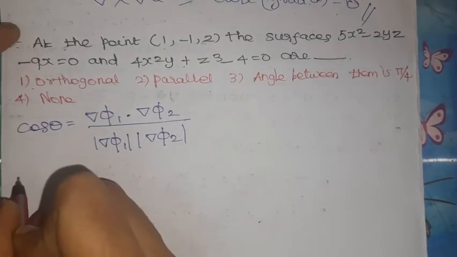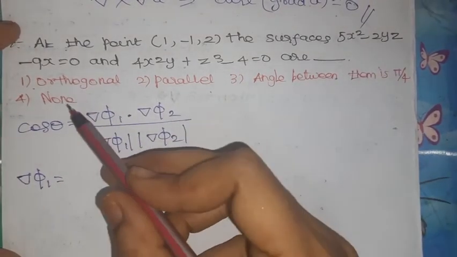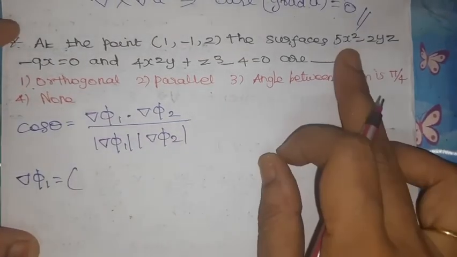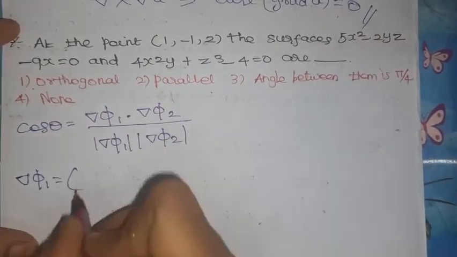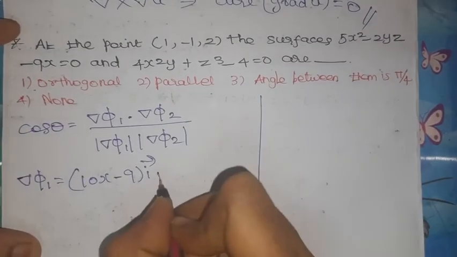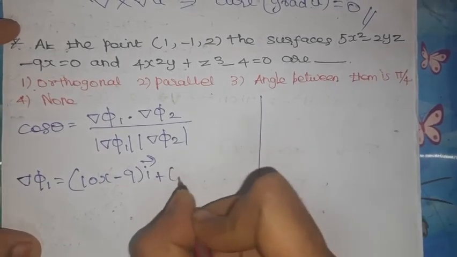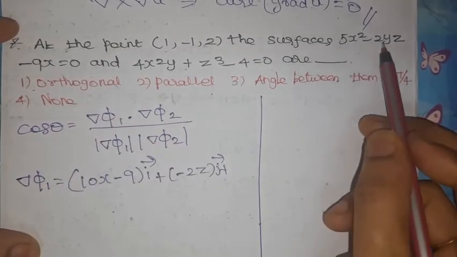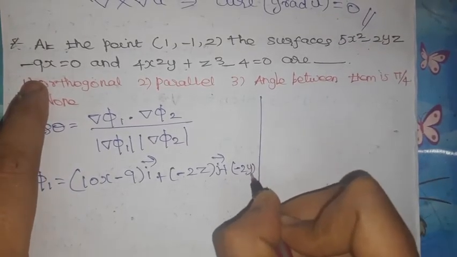So del phi 1, here phi 1 is x squared minus 2yz minus 9x. So del phi 1 is i into dou by dou x of this term. With respect to x we will have 2x, so 10x minus 9 into i, plus dou phi by dou y, with respect to y, minus 2z j, plus dou phi by dou z, minus 2y k.